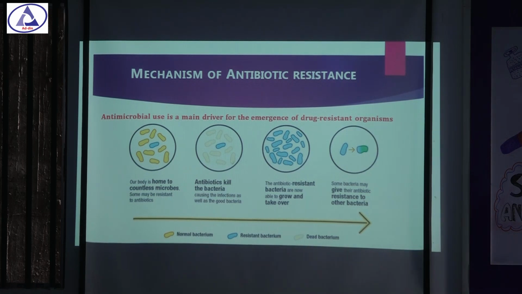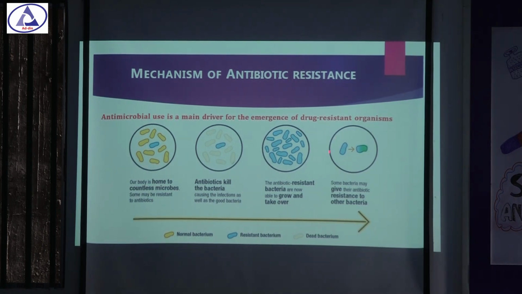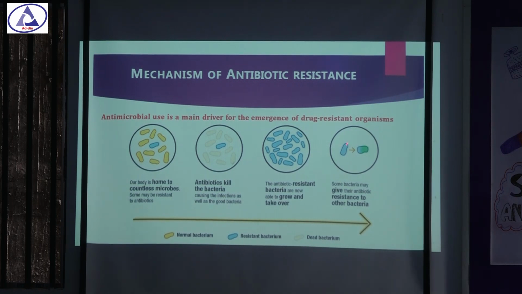Here we can see the mechanism of antibiotic resistance. From the first picture to the last picture we can see there are resistant bacteria present. After use of antimicrobials, the sensitive bacteria are killed, but one resistant bacterium is there which multiplied and transfers this resistant gene to another sensitive bacteria, thus spreading the resistance.